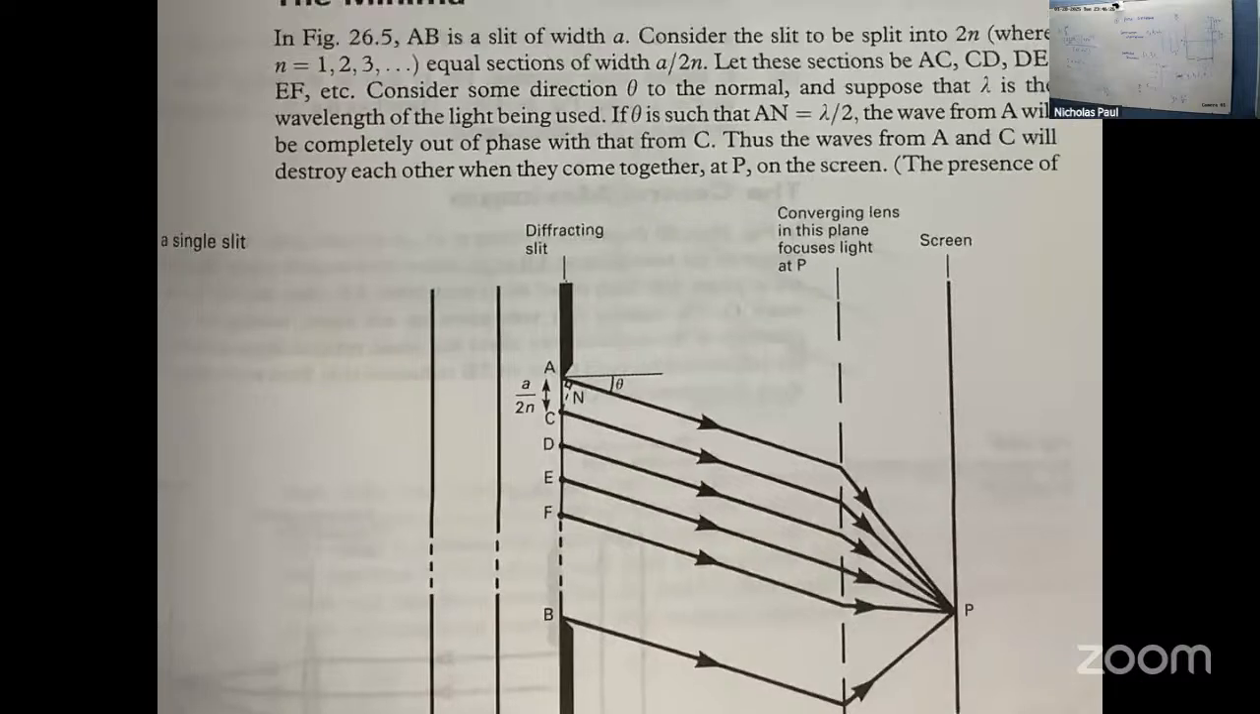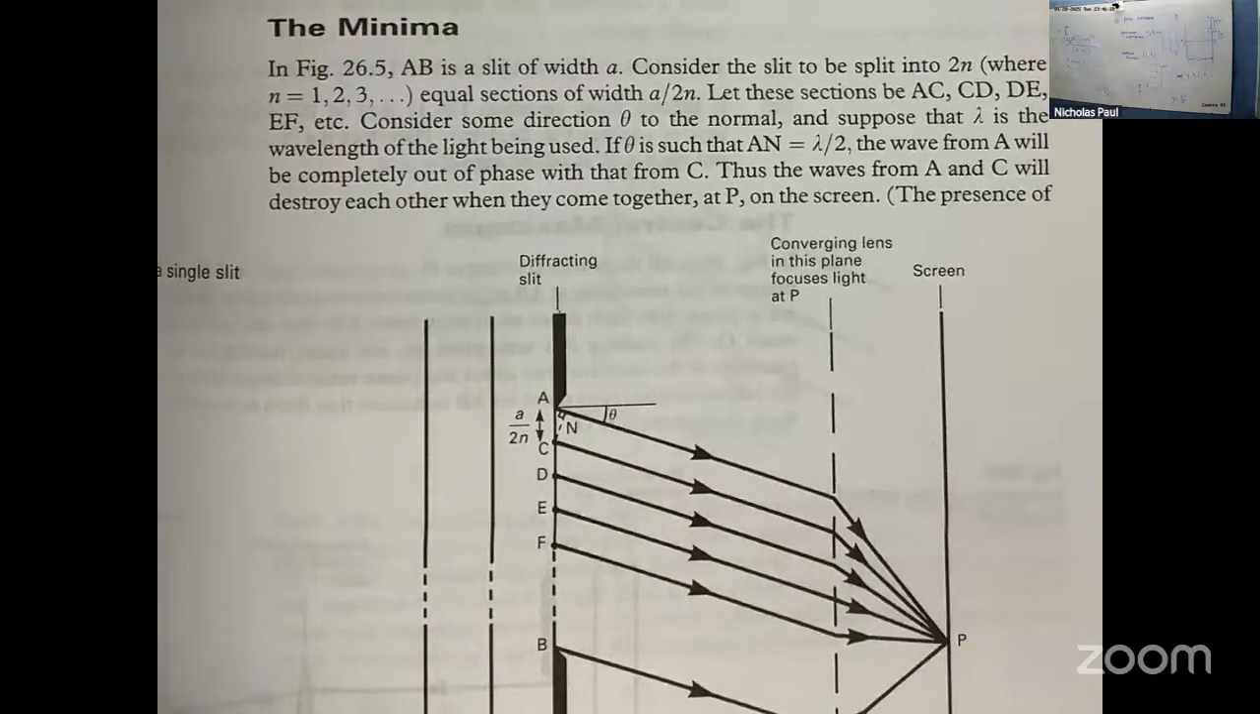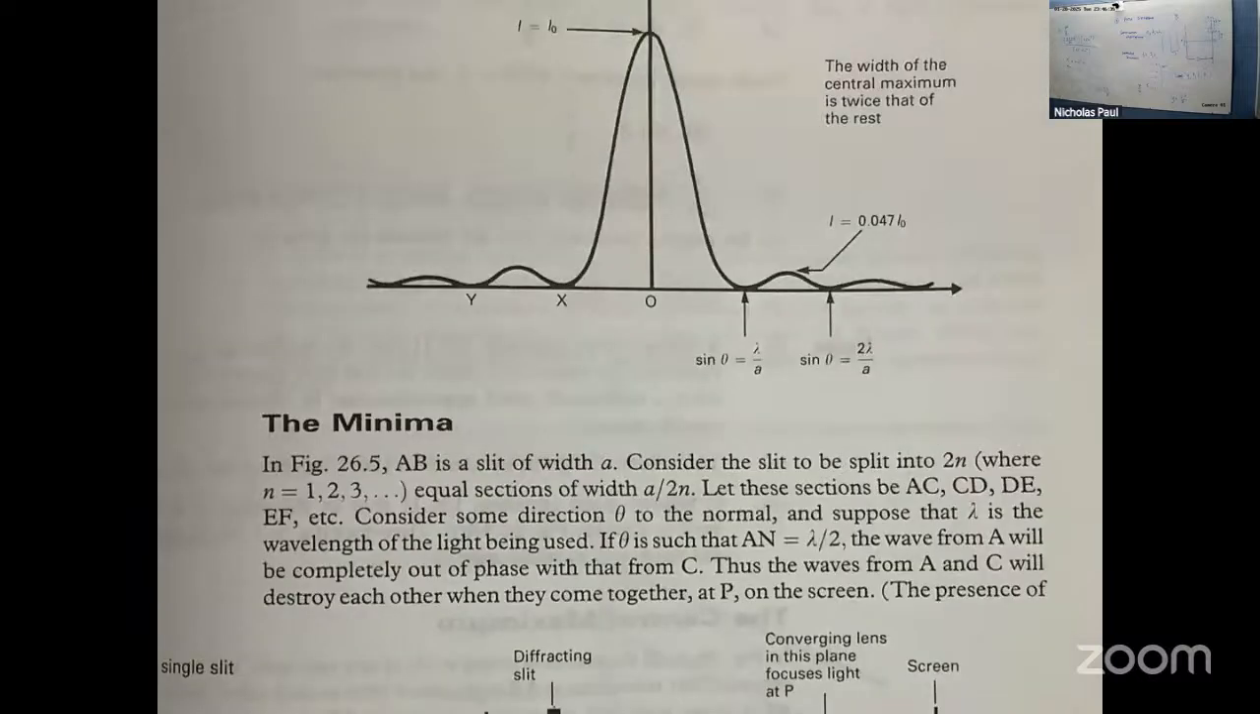So the minima are the points in between where we have lines. The minima are at X and Y. Remember, this is the central maximum, and these are the smaller maxima. So the minima are just in the middle here.